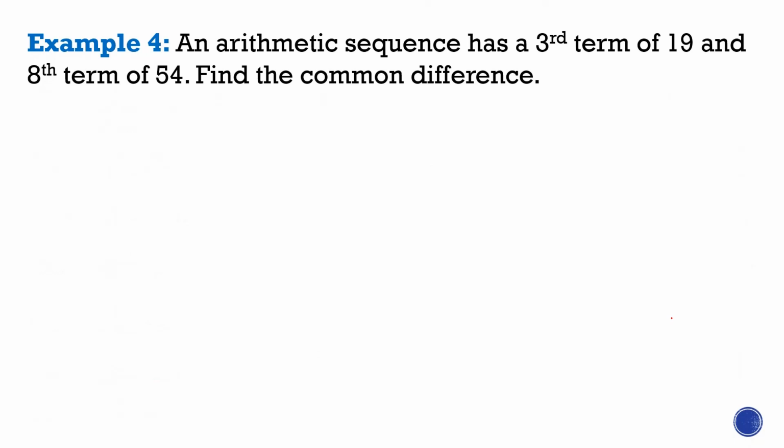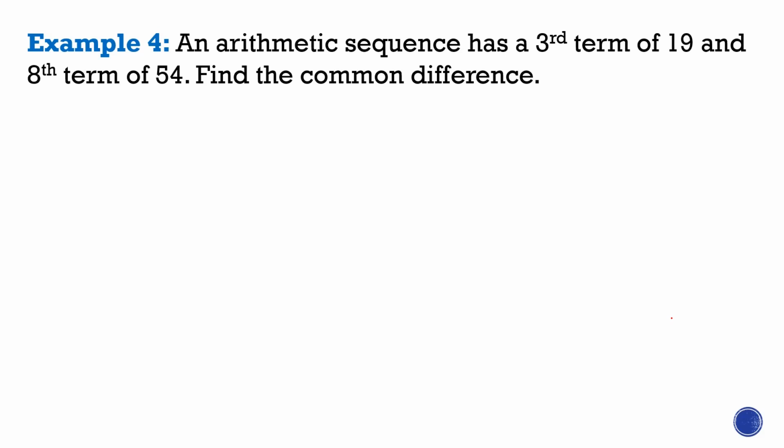An arithmetic sequence has a third term of 19 and eighth term of 54. What is the common difference? So here, we will be having a different approach because as you can see in the problem, we have a missing variable d, but it's not mentioned here the first term. We don't know the first term. We also don't know how many terms are in the sequence, right? So those two things, and what else we don't know here? The last term, right? So all we know is that the third term is 19 and the eighth term is 54. What's the common difference?